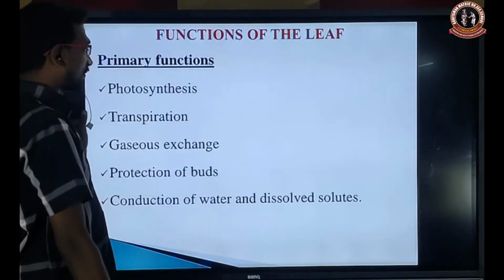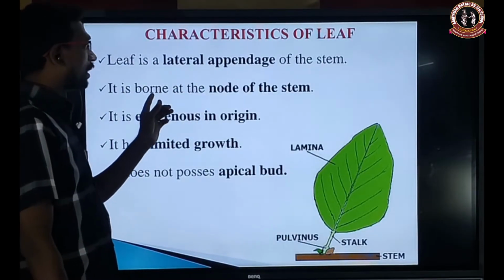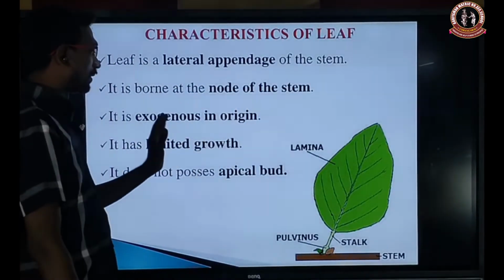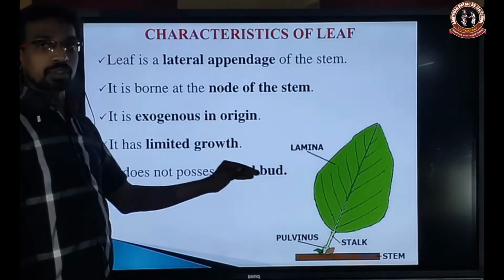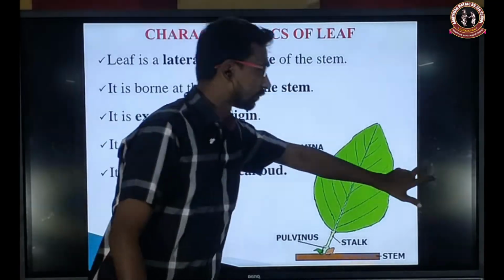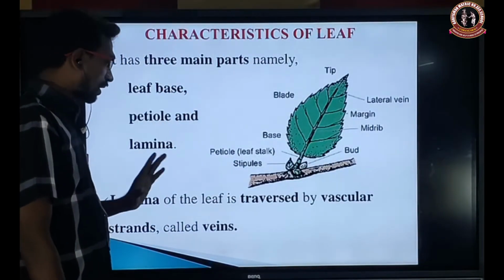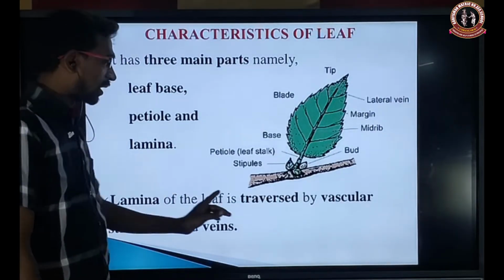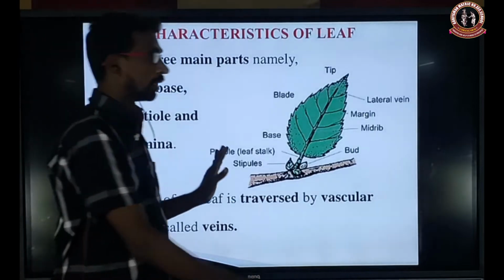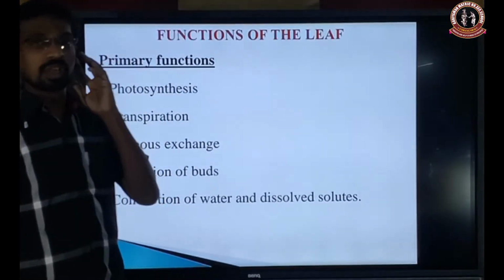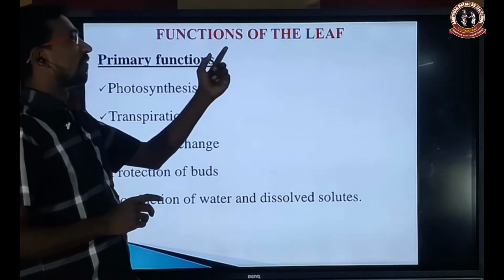Now the characteristic features are over. Once again, it is a lateral appendage, born on the node of the stem. It is exogenous in origin, has limited growth, and does not possess any apical buds. It consists of mainly three parts: leaf base, petiole, and lamina. The lamina is traversed by vascular strands, that is, veins. That's all about the characteristic features of the leaf. Next we are going to see the functions of the leaf.